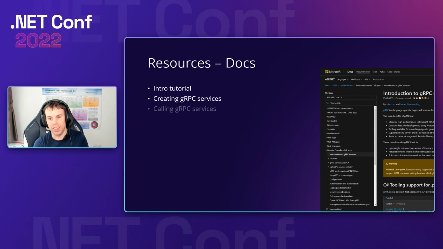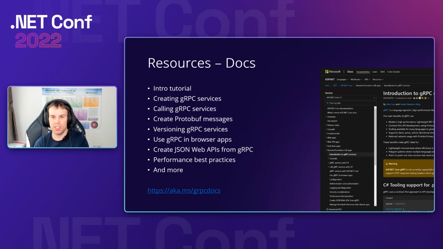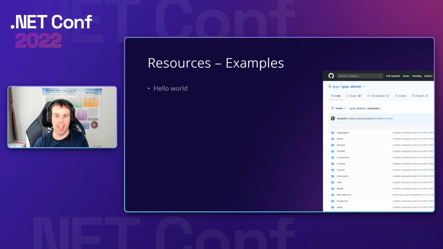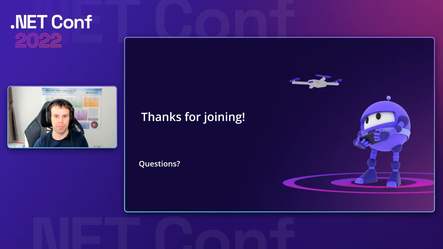That's all I have time to talk to you about today. There's great documentation available for gRPC on our docs website. Everything I've talked about, including testing with gRPC server reflection and JSON transcoding, is documented here. And there are also many examples available on the gRPC.NET repository, including gRPC reflection and transcoding.